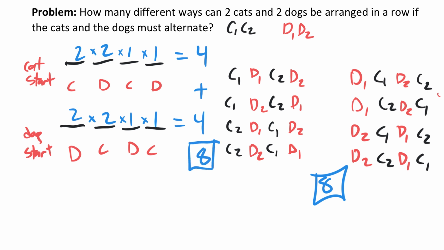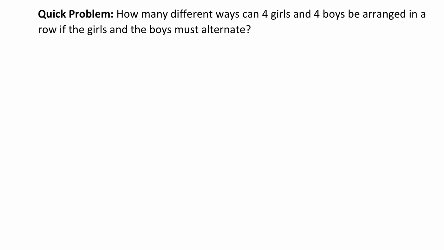And this is the big insight. If you have different cases, like the case where the cat starts or the case where the dog starts, you do each case separately, doing the blank method and your logic and everything else, but then you add between the cases. Let's try this with another example.